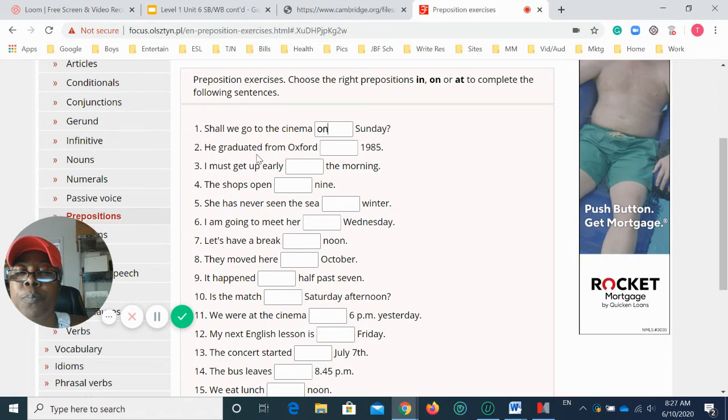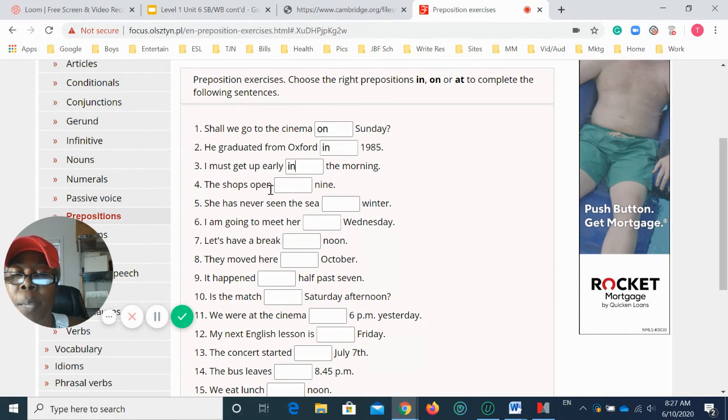Number 2, he graduated from Oxford, 1985. With a year, we use in. All right, very good. I must get up early the morning. So this is a part of the day. With a part of the day, we use in, for in the morning.